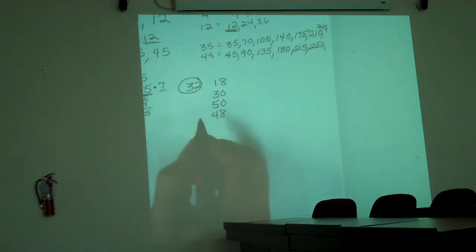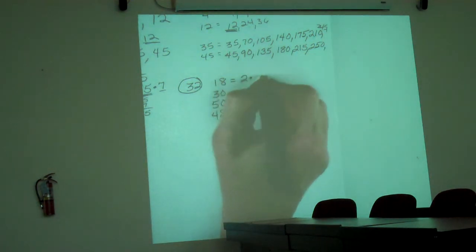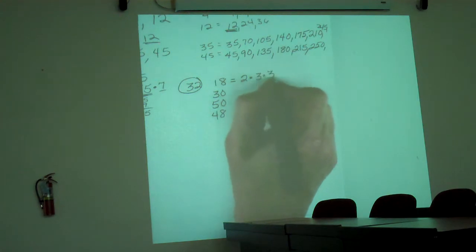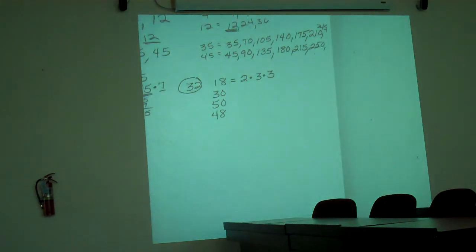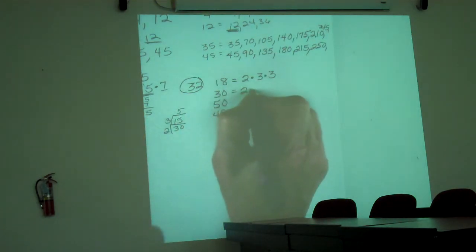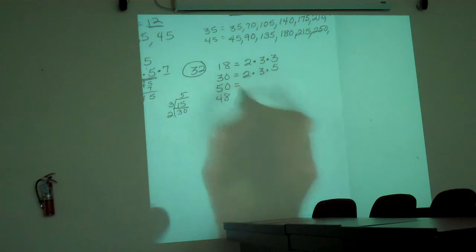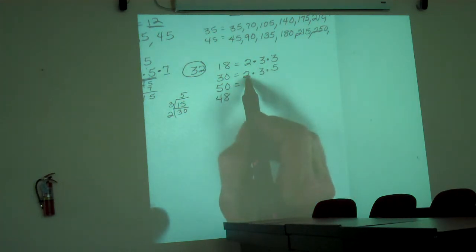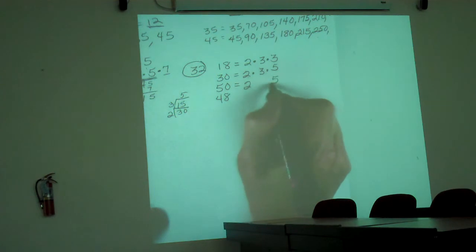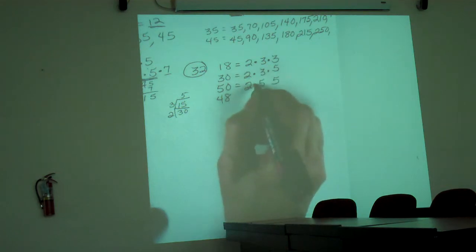Okay, 18 is 9 times 2. So that's 2 times 9. 9 is 3 times 3. If you need to do the little division thing, do it. Okay, 30 divided by 2 is 15. Divided by 3 is 5. You got 2 times 3 times 5. So you got 10 times 3. 50 would be 10 times 5, right? 10 times 5 is 50. Or you got 2 times 25. So you got 2, 5, 5.